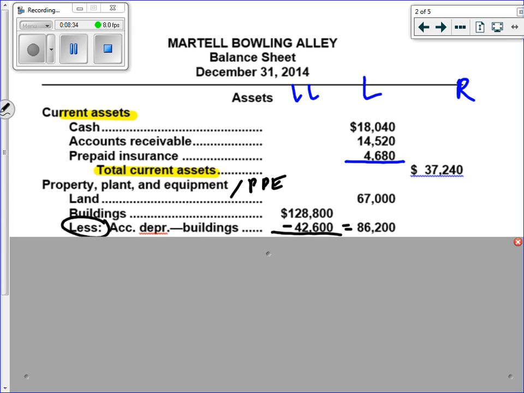So that's like saying in 2014 that building is, although it's valued at $128,800, it's lost some value, and overall it'd probably be worth $86,200 if we had to sell it today. Does that make sense? Now that you know that, I want you to try the equipment on your own. Do the equipment less the accumulated depreciation on the equipment on your own.